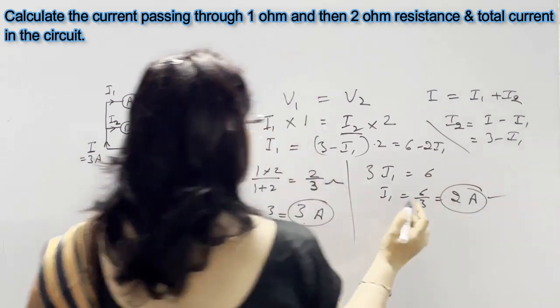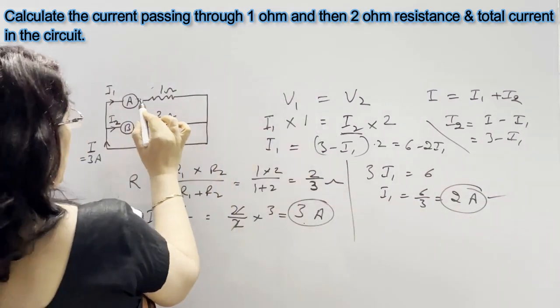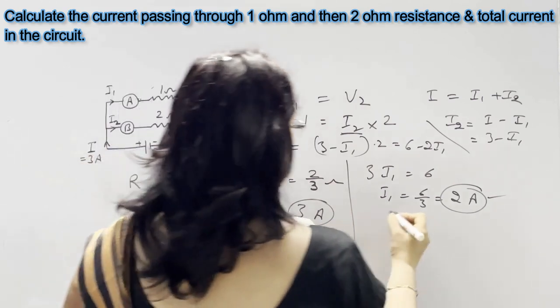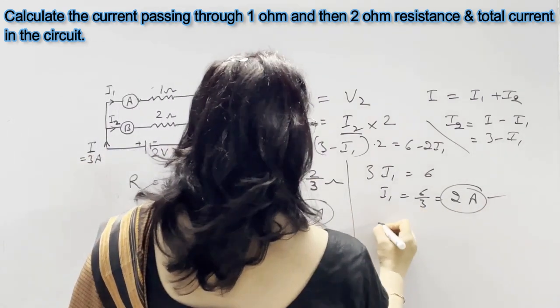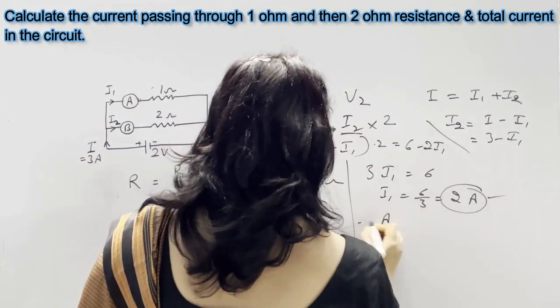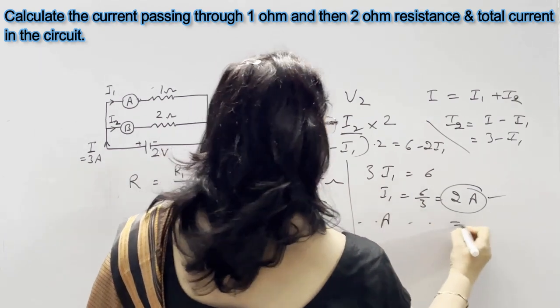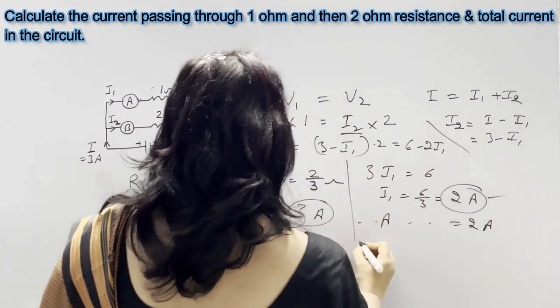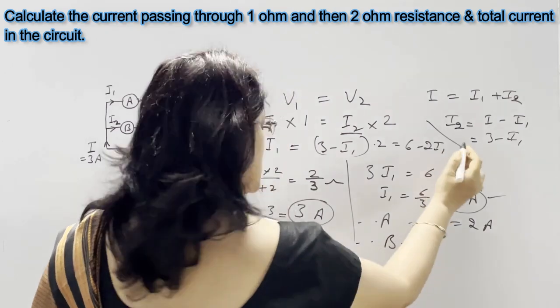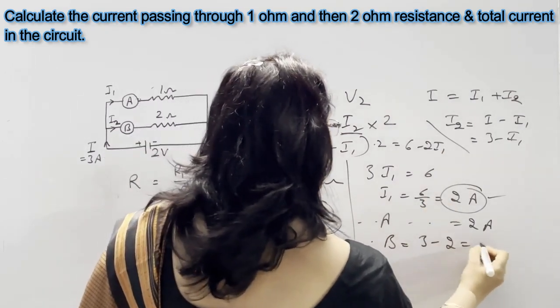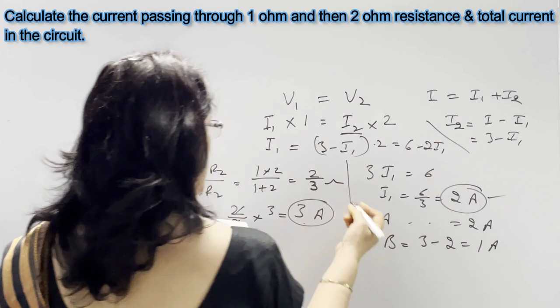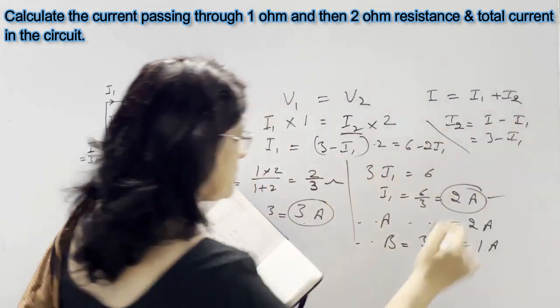So 2 ampere is the value of current in this branch, the first ammeter A reading. So the reading of ammeter A is 2 ampere. The reading of ammeter B is the total current in the circuit, 3, minus 2, it means 1 ampere. Or if you want, you can calculate it from this formula also.